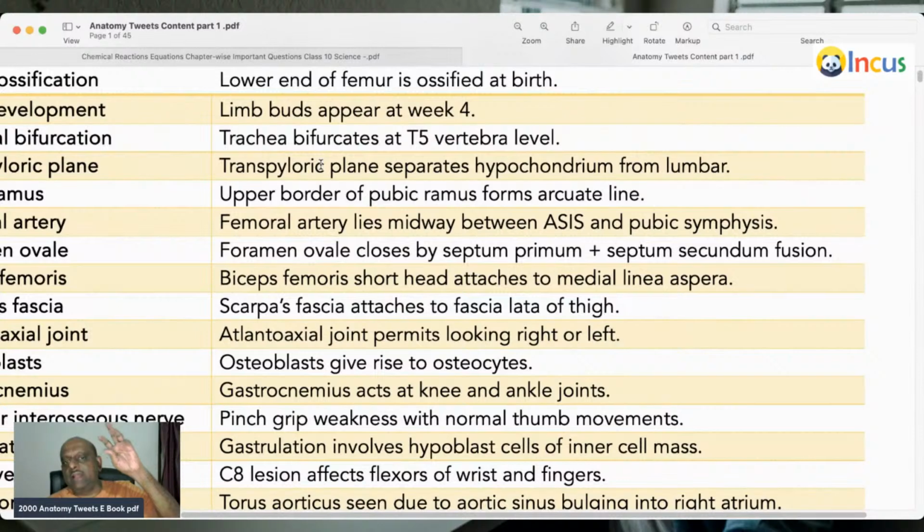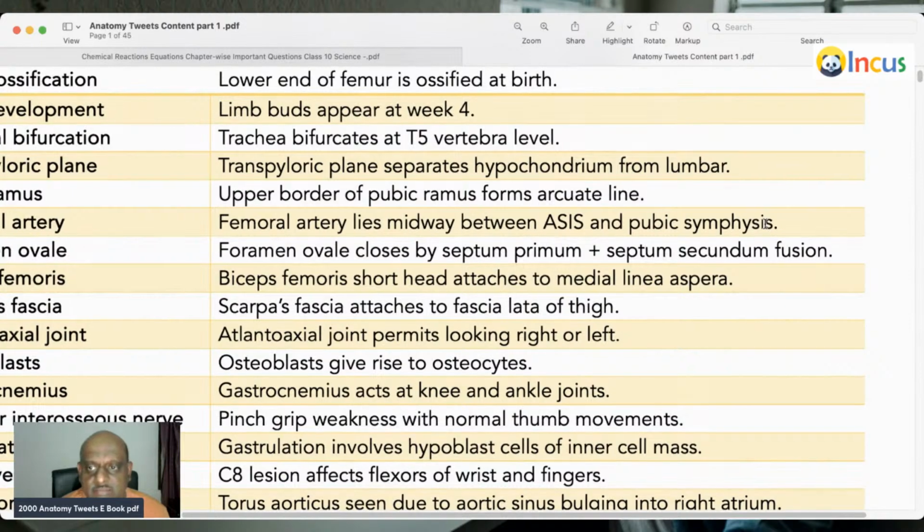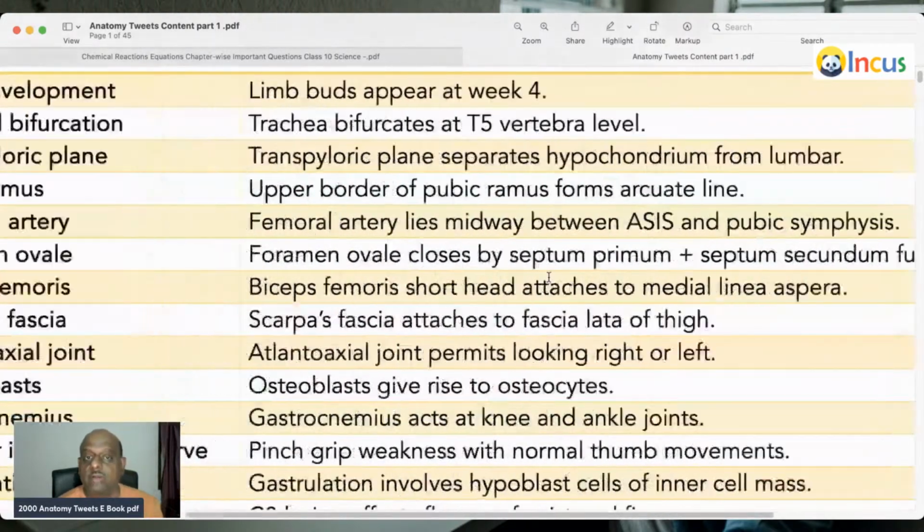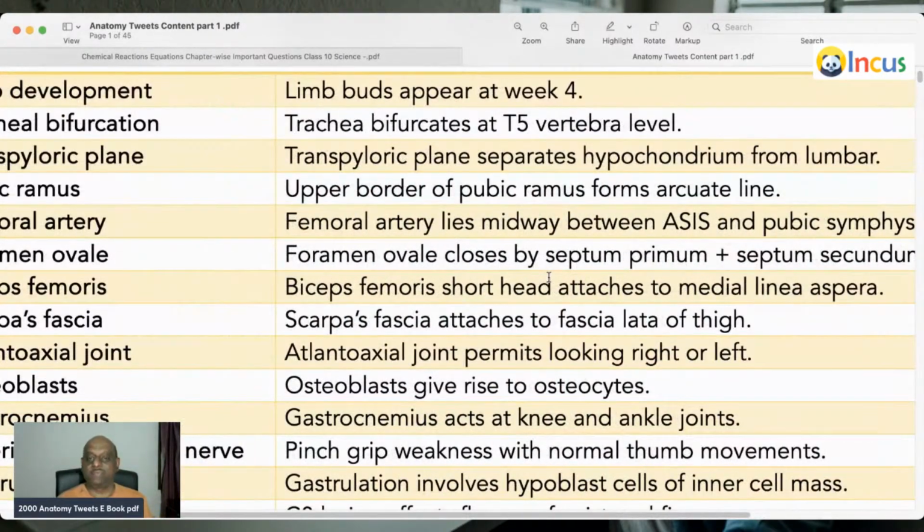How does the foramen ovale close in embryonic life in the heart? Septum primum and septum secundum undergo fusion and the foramen ovale closes. The biceps: origin, attachment, nerve supply, very important. The musculocutaneous nerve is the one which supplies the biceps. Biceps, that is in the upper limb.